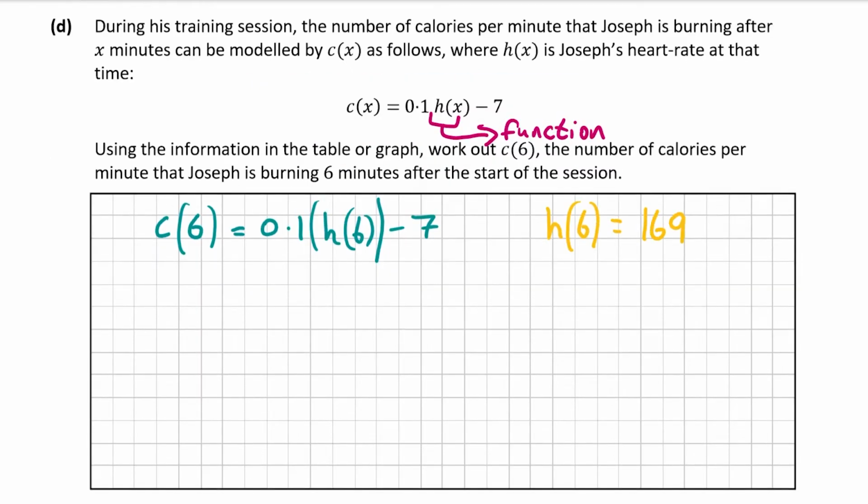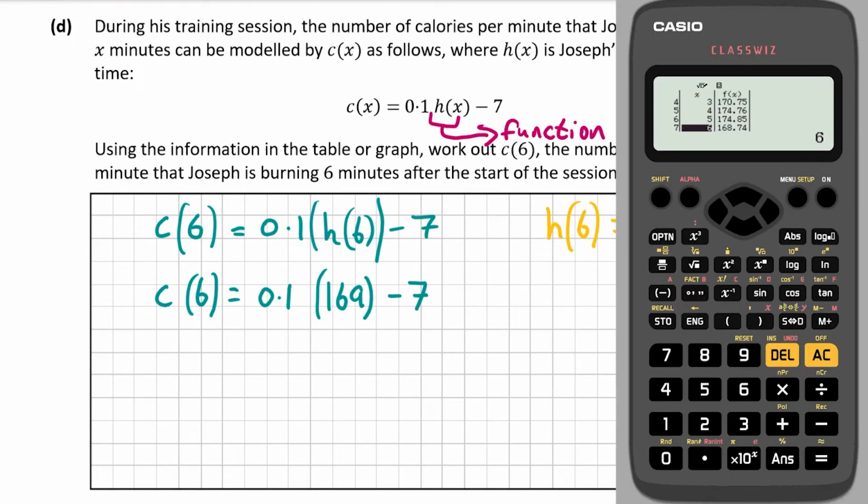So now that we know that H of 6 is equal to 169, let's put that in for H of 6. And then we get 0.1 times 169 minus 7. And we can pop this into the calculator. Now you might still have it in the table function from before. So if you do, just clear everything first by clicking AC, then click menu, and then click 1. And then you're back into the normal mode.